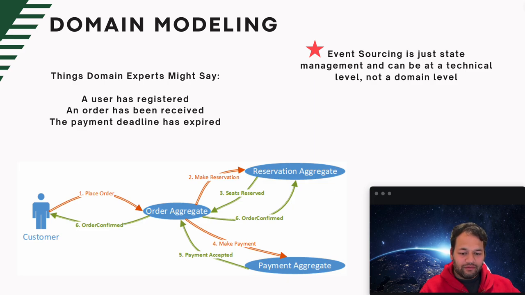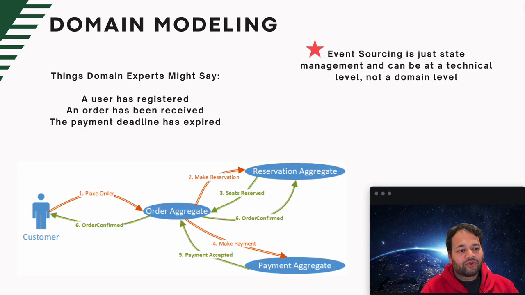Okay, so I promised earlier that we will get to domain modeling a little bit later in our talk here. So domain modeling is basically based on things that domain experts might say. So a user has been registered, an order has been received, a payment deadline has been expired. A domain expert is basically defined as somebody who knows the business logic around whatever events and things are happening. And how would the business person talk about what is happening in the system? So that's basically domain modeling.